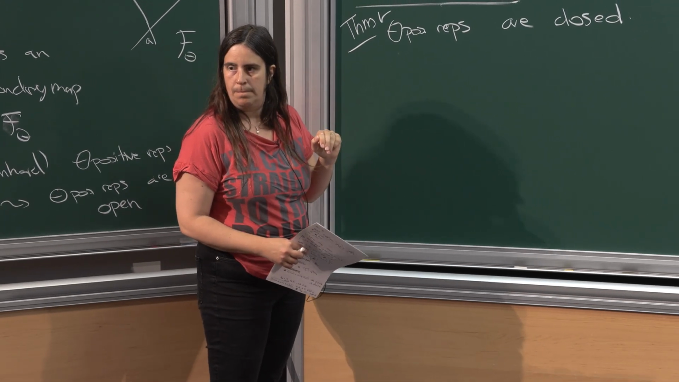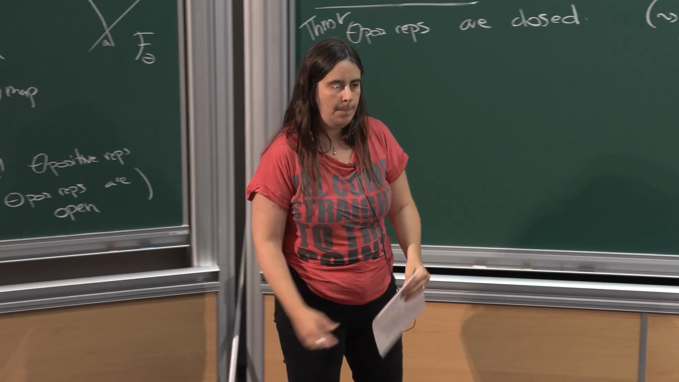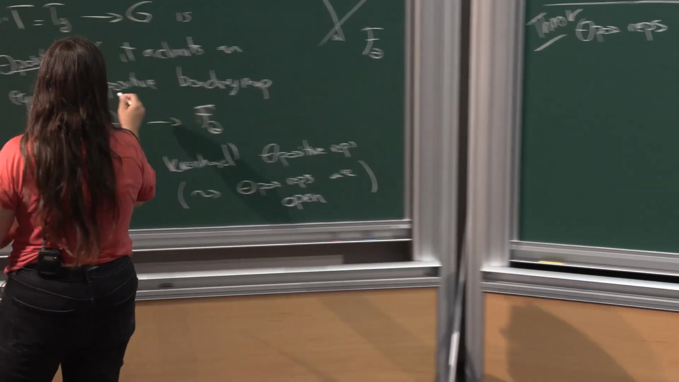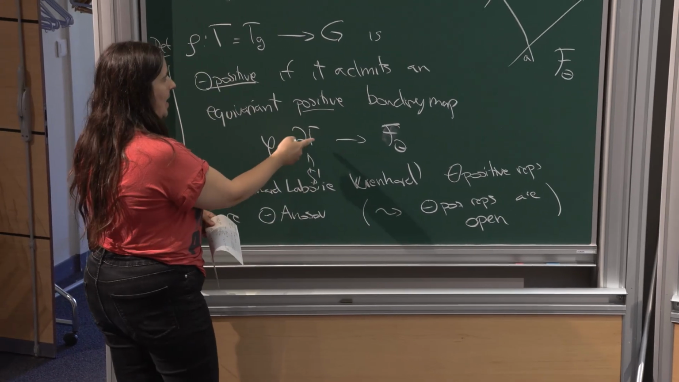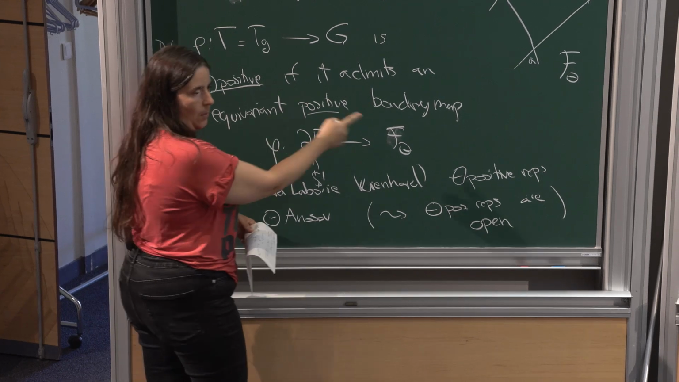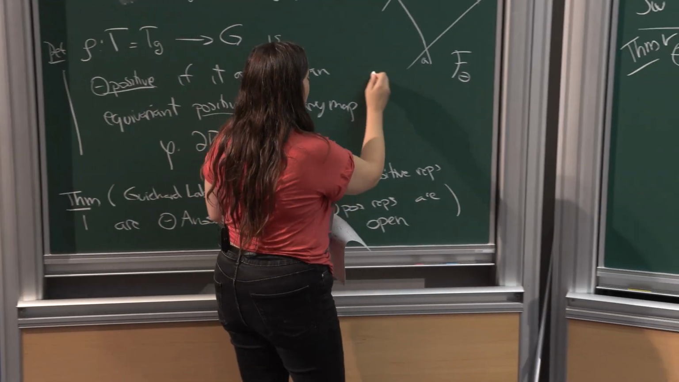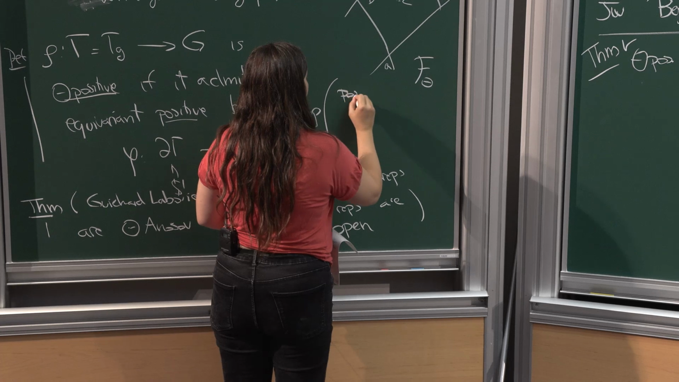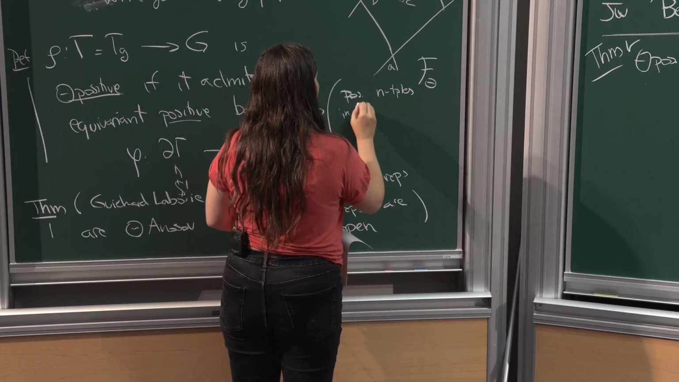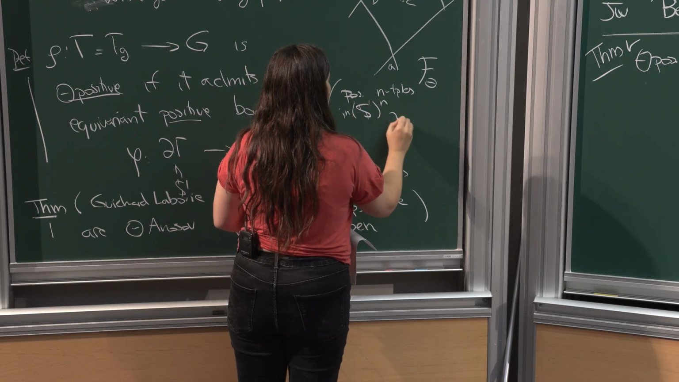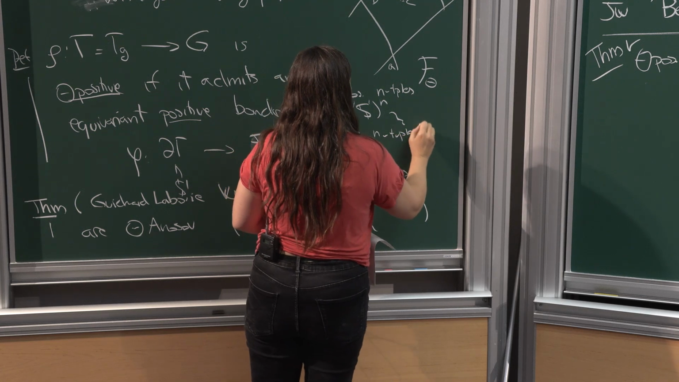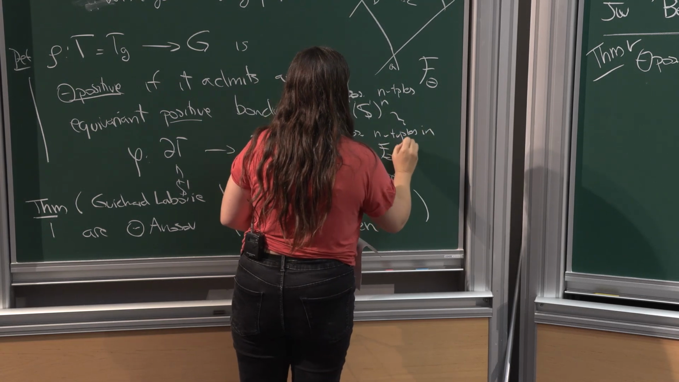Yeah? Can you just remind me quickly what makes a boundary map positive? Yeah, so the boundary map is positive means that it maps positive n-tuples to positive n-tuples. So this meant positive n-tuples in S1 to the n gets mapped to positive n-tuples in F theta to the n.